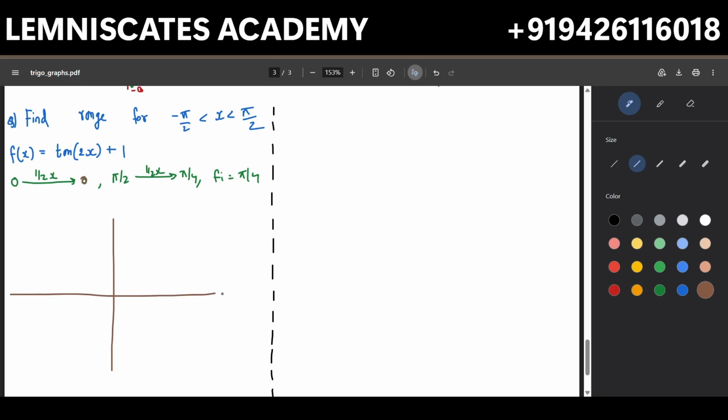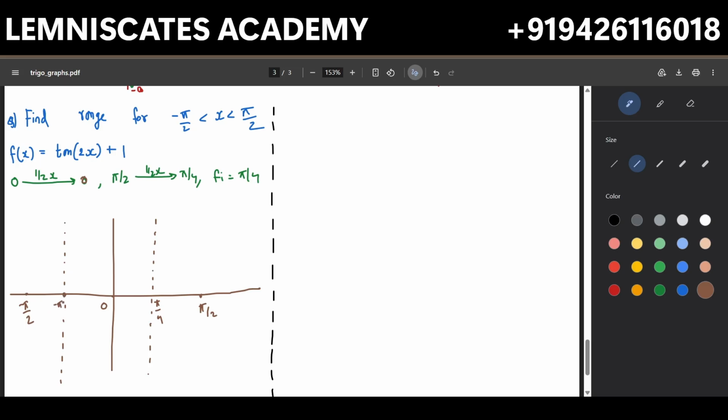Let's try it. So this is my 0, then pi by 4. Then there is a pi by 2 over here. And then there is a minus pi by 4. It should be slightly closer. It should have the same difference approximately. And then a minus pi by 2 over here.